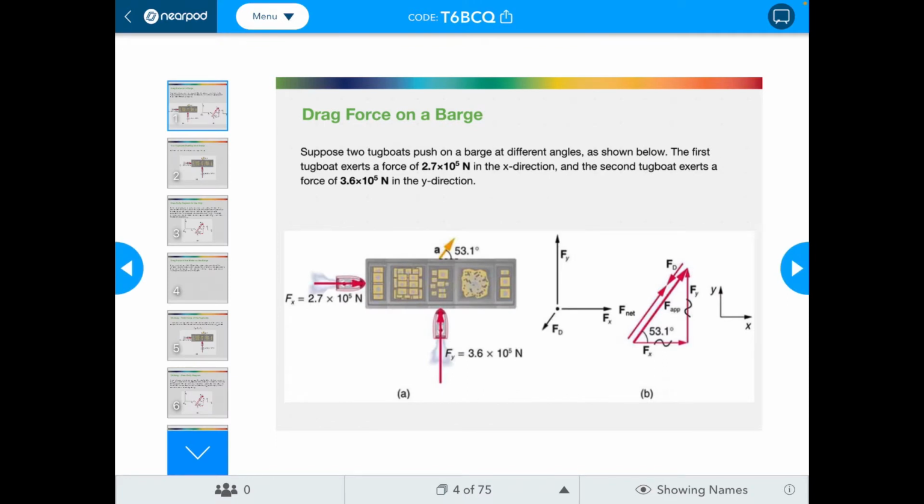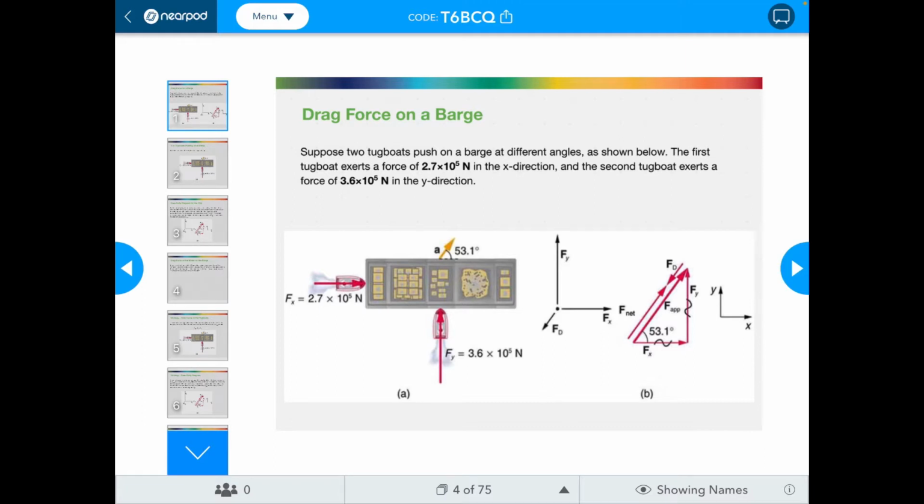So first up, we have an application here where we have two tugboats specifically that are pushing on a barge. What we want to do is, you can see the triangle there that's being formed. We can use that with our knowledge of vectors to solve for the applied force to the barge, and then use that to work our way backwards and find the drag force that's acting against the barge. Because in a minute here we'll also know the acceleration.